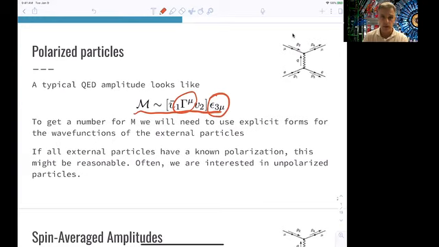Good. Now, in order to get a number for M, we actually have to be explicit about the wave function of the external particles. You can just write this down. However, in experiments, we are often interested in the scattering of unpolarized particles. Even if you have a way to polarize a beam, your polarization is not going to be perfect. So in your calculation, you might want to average or sum over the available spins of the particle.